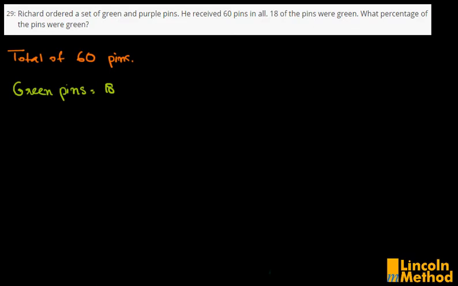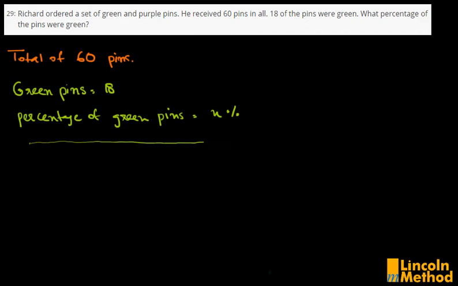Let's suppose that the percentage is X percent. So percentage of green pins equals X percent. Now we're assuming that this is X percent since we don't know what percentage it really is. Now we have all the important information that we need to solve this question. So let's see how we can use this information to solve for X.